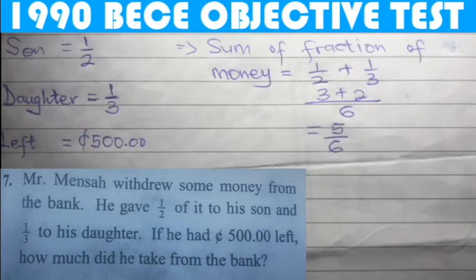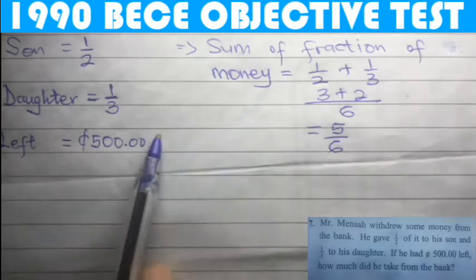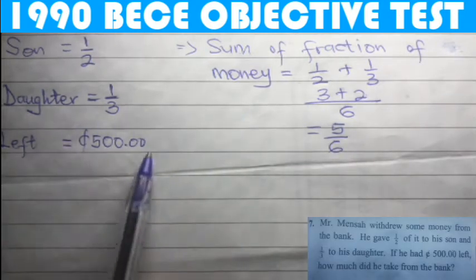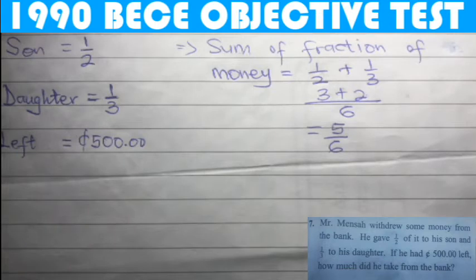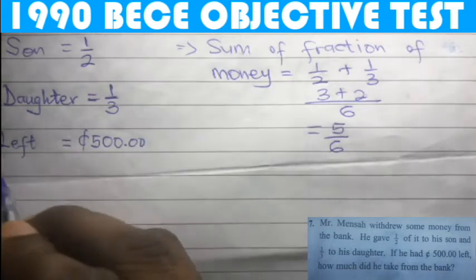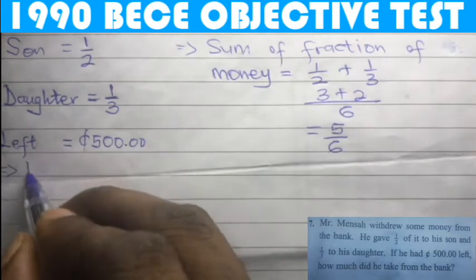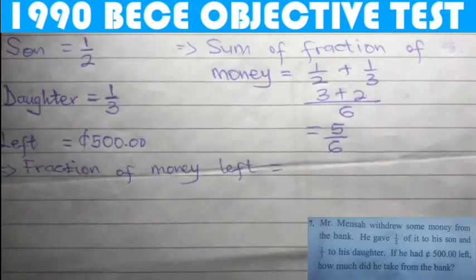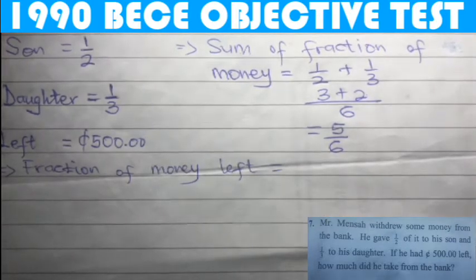When we find the fraction of money left, it will be equivalent, in monetary terms, to the amount of money left. The fraction of money left will be equivalent to the amount of money left. So let's find the fraction of money left. Now, always bear in mind that the total fraction is equal to 1.